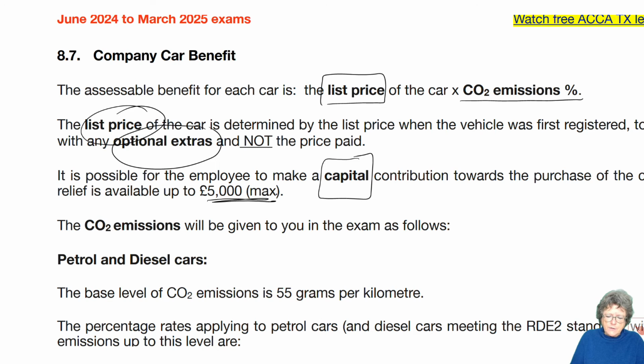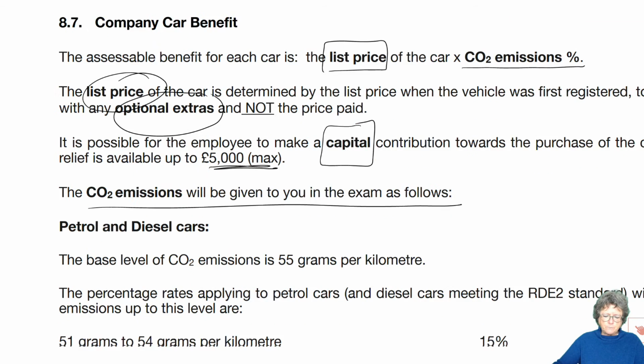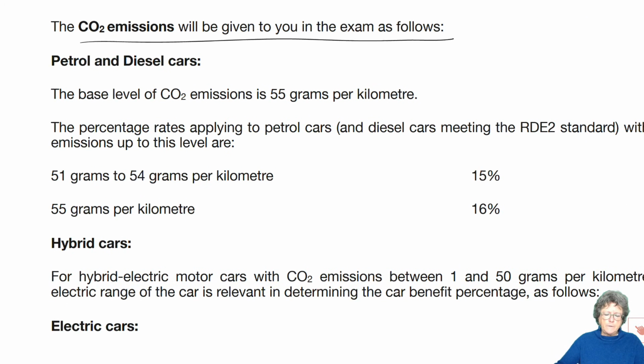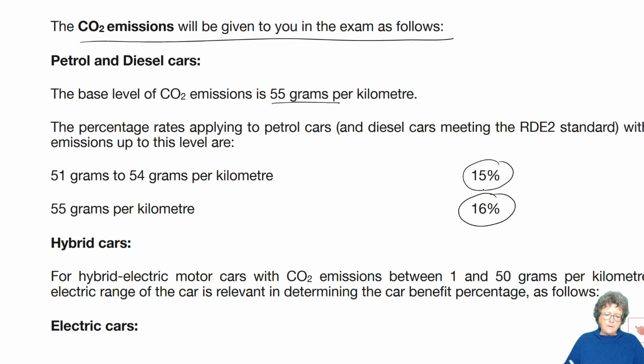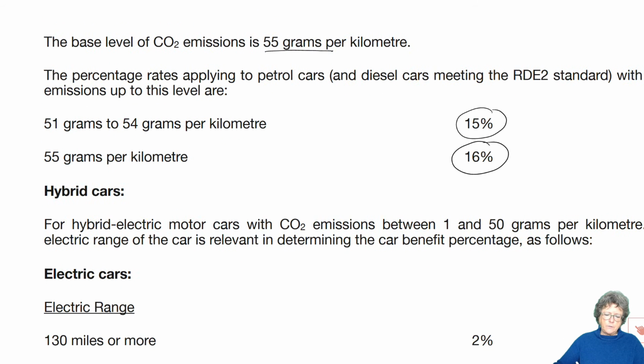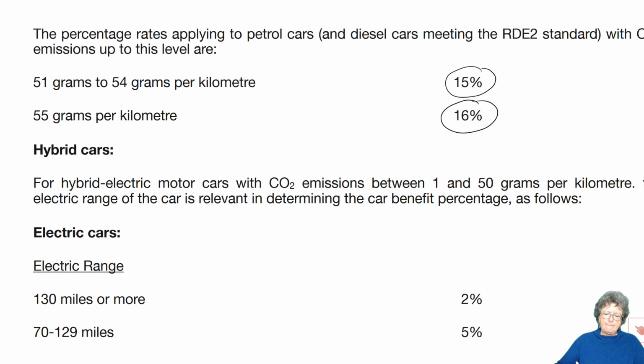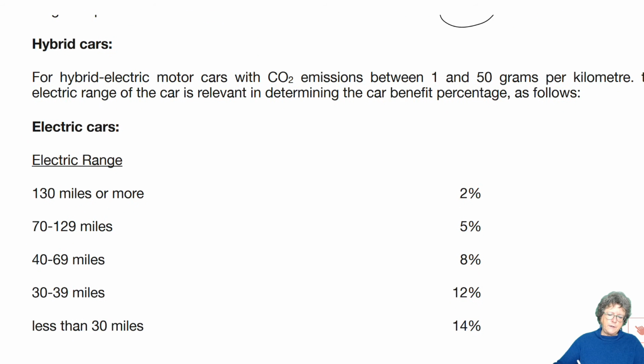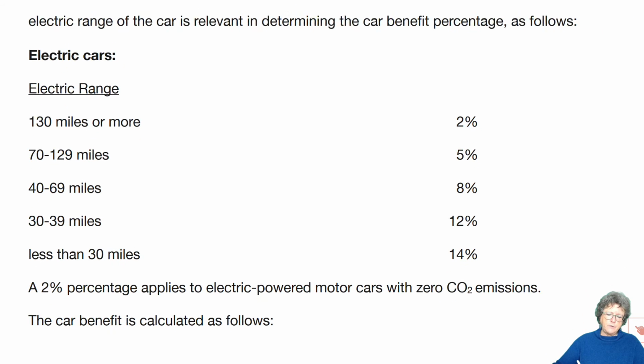Now, the CO2 emissions are given to you in the exam. Okay, and it looks like that. So the base level is 55 grams, and then that's 15%. Everything over that is 16%. Hybrid cars, depends. We've got all this details here of the various different percentages.